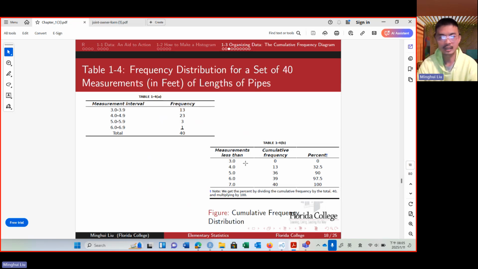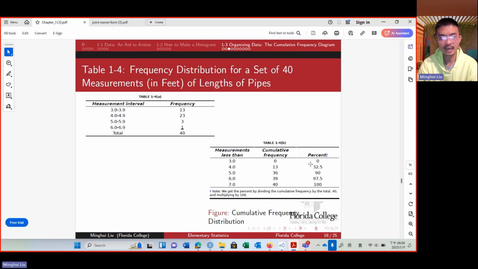And now we're going to ask, how many measurements, how many pipes are less than 3 feet long? The answer is none of them. Every one is at least 3 feet long. So here the cumulative frequency is 0. Of course, 0 corresponds to 0%.